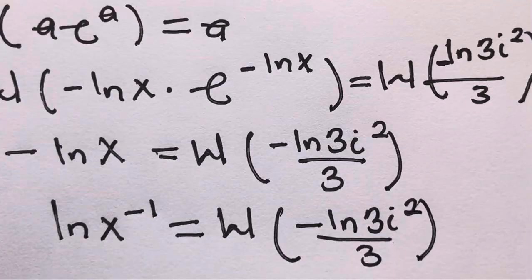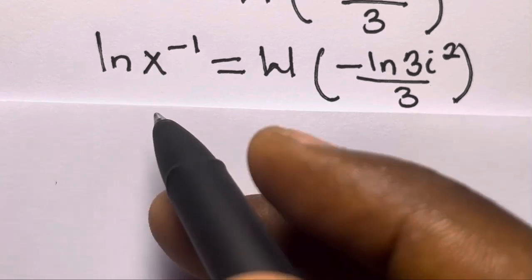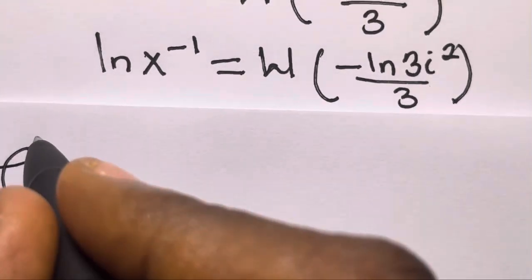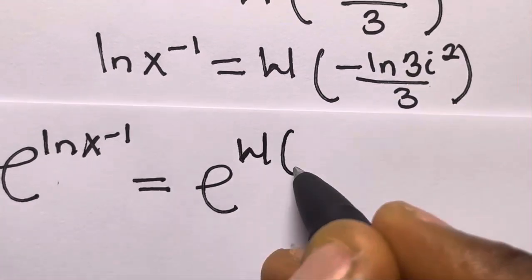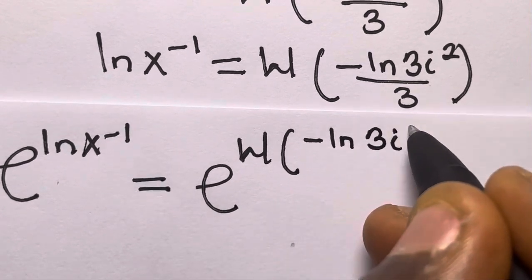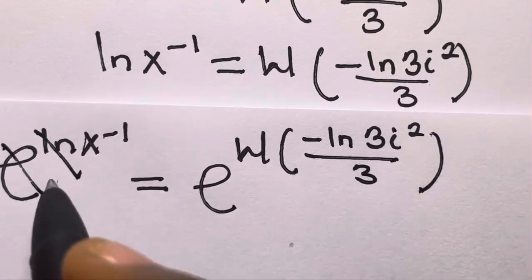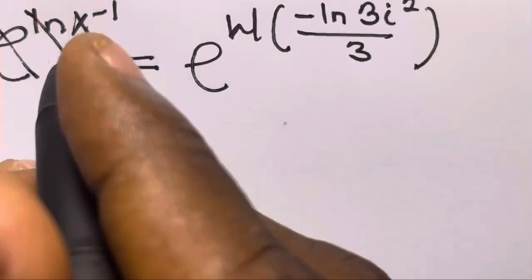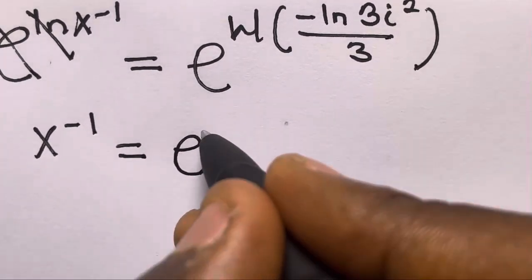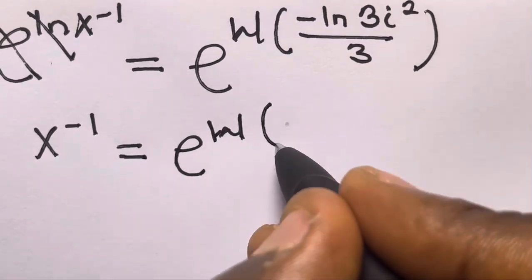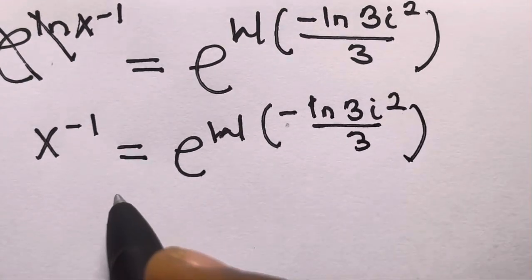Right, so here we can actually introduce exponential to both sides to cancel this ln. So introduce exponential, we have exponential ln x raised to the power minus 1 equals exponential the Lambert function of minus ln 3i squared divided by 3. So you know we'll have this cancelling this, so we will have x raised to the power minus 1 equals the exponential of the Lambert function of minus ln 3i squared divided by 3, right?